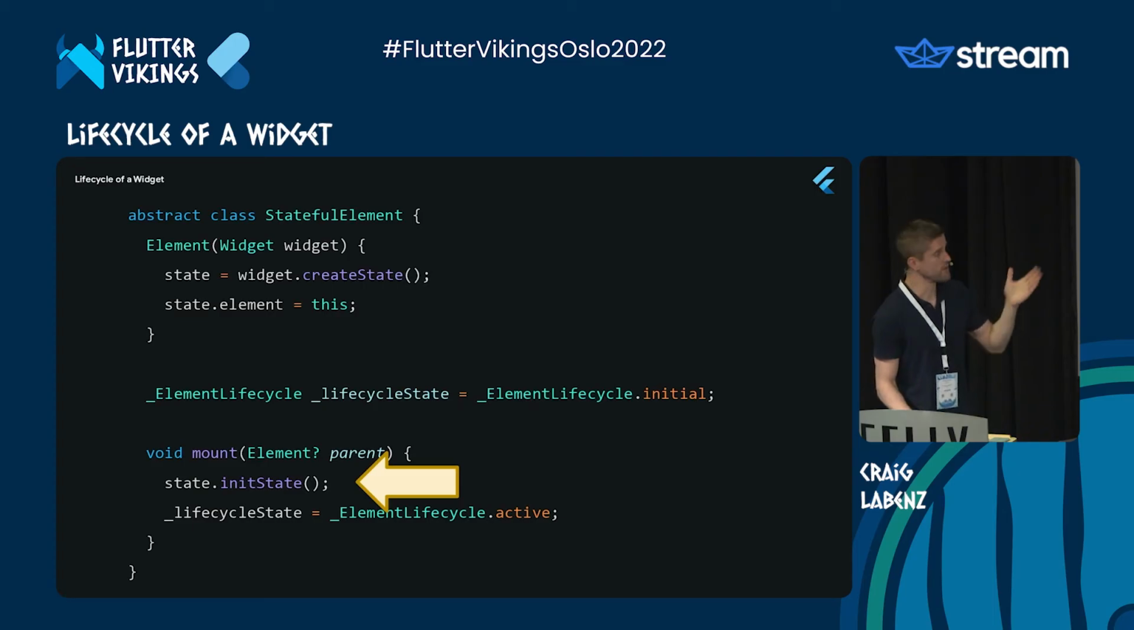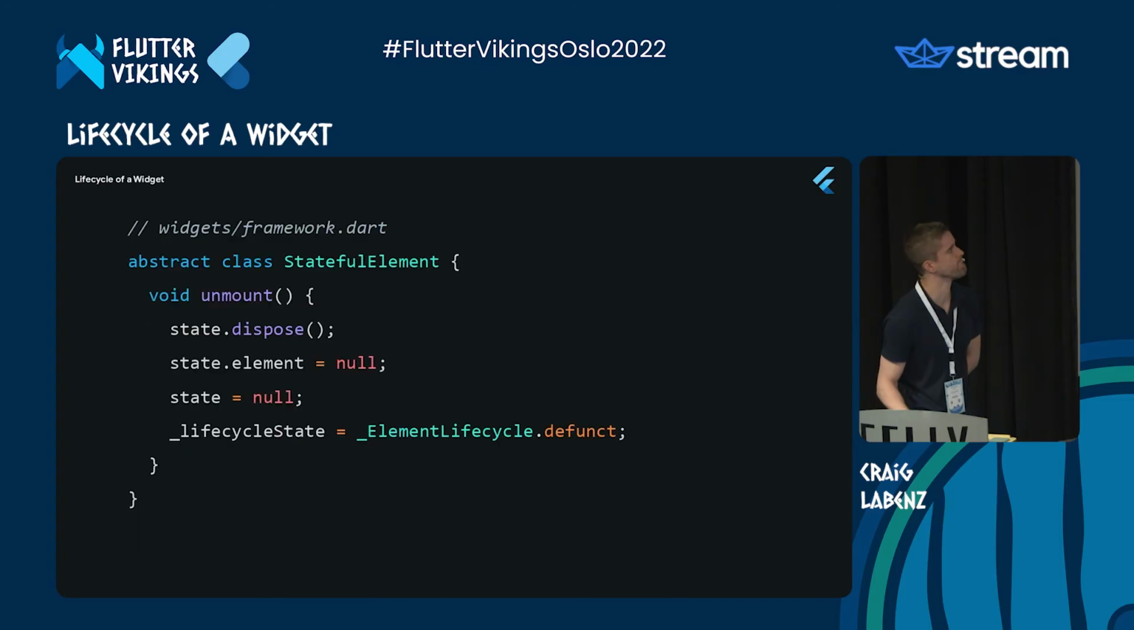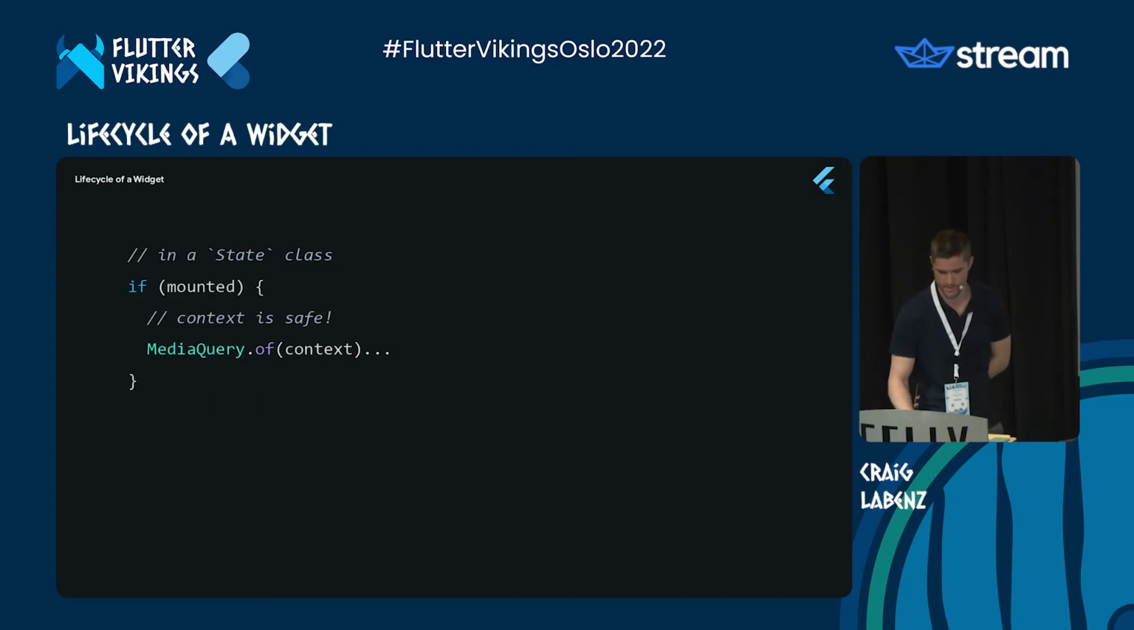Also, the real mount method does tons more than this. It actually inserts this element into the tree and does a ton of bookkeeping and whatnot. But these are the bits that we care about. Fast forward to the end of this element's lifecycle, unmount will ultimately be called. And we see here that the state and element lose their pointers to each other. Dispose is called, and the final demotion to defunct happens.